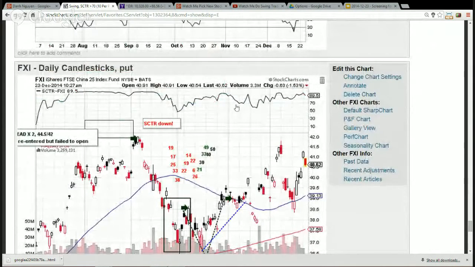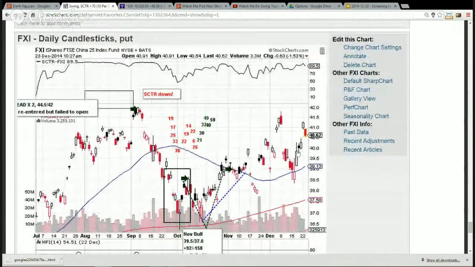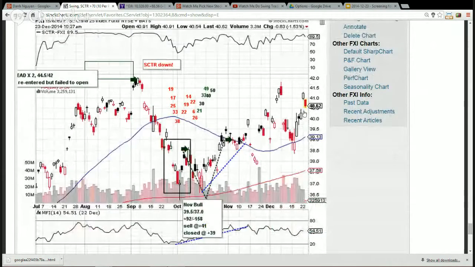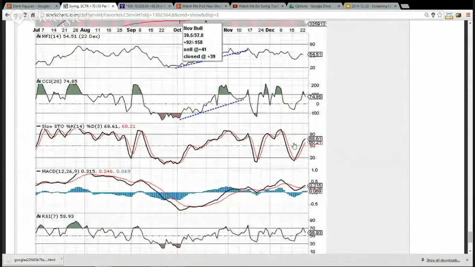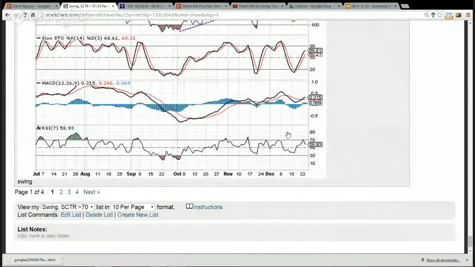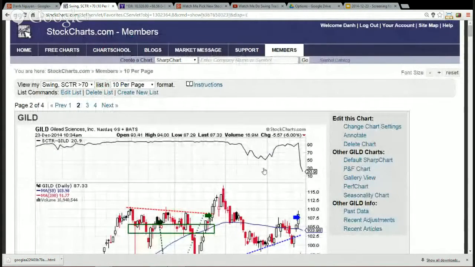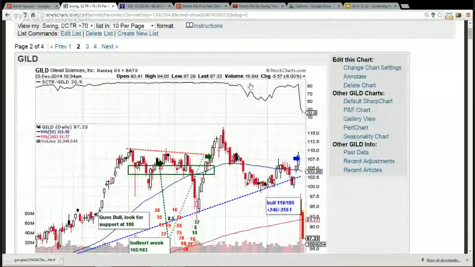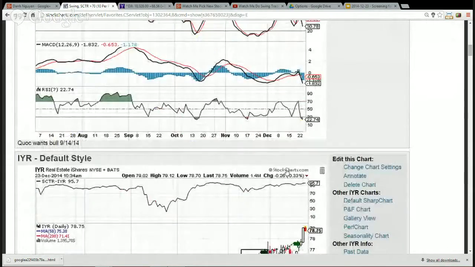So FXI, this is a China index, very bullish in the last week, and also a strong stock, but also it's down. So maybe things are actually turning down this week. So I'm not sure if a bullish trade is even a good trade at this time. Gilead dropped a lot this week. I wouldn't touch it right now.